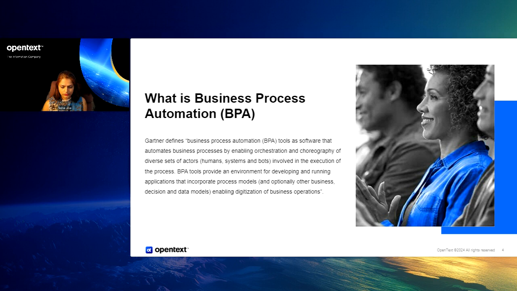Let's begin with the definition of business process automation. Gartner defines business process automation, BPA tools, as software that automates business processes by enabling orchestration and choreography of diverse sets of actors, humans, systems, and bots involved in the execution of the process. BPA tools provide an environment for developing and running applications that incorporate process models and optionally other business decision and data models, enabling digitization of business operations.